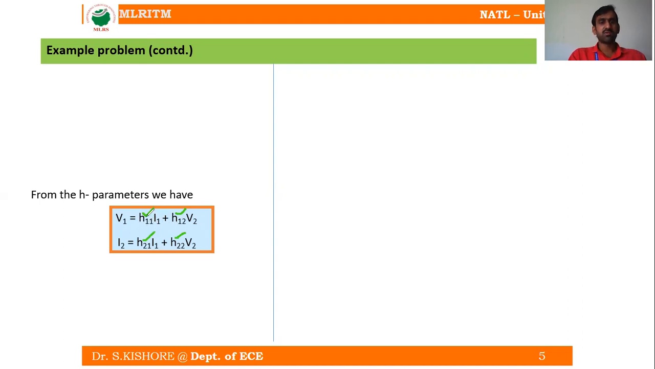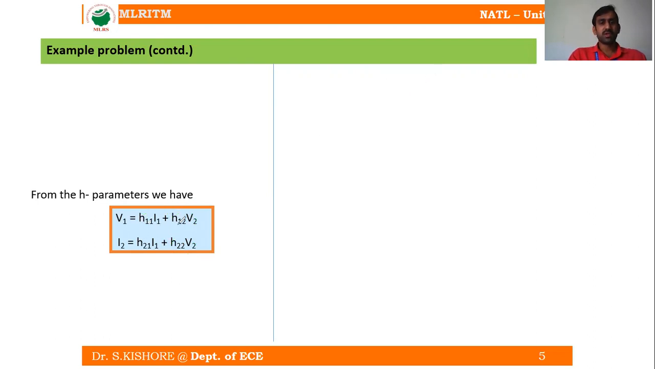For finding H11 and H21, the V2 should be equal to 0. That means in the first case, you are going to short circuit the output port, so that you can get H11 as V1 by I1 and H21 as I2 by I1 at V2 equal to 0.